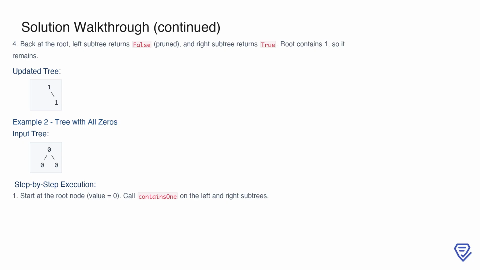Moving on to a new example, we consider a tree where all nodes have a value of 0. Starting at the root, we recursively call the contains1 function on its left and right subtrees. As we navigate through the tree, we will determine whether any nodes or subtrees should be preserved. Let's break this process down step by step.